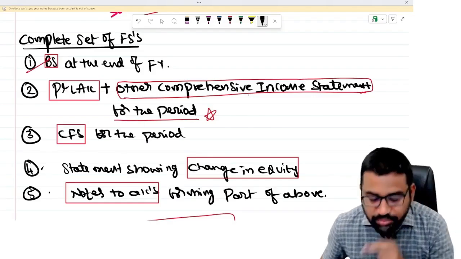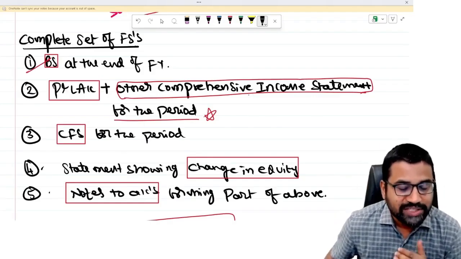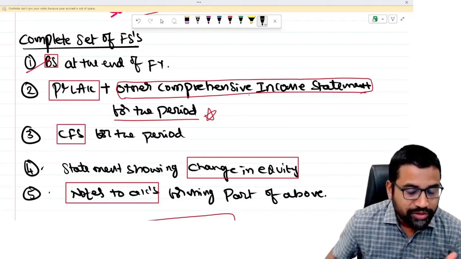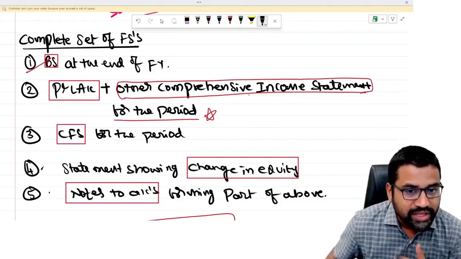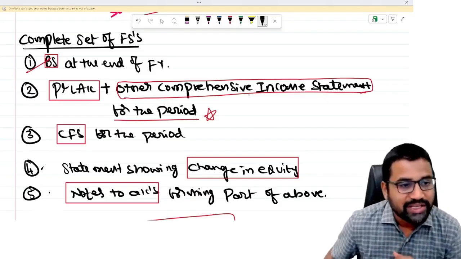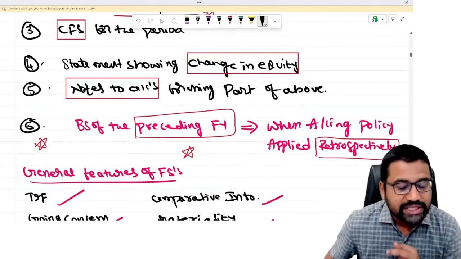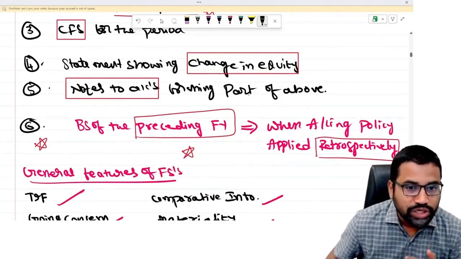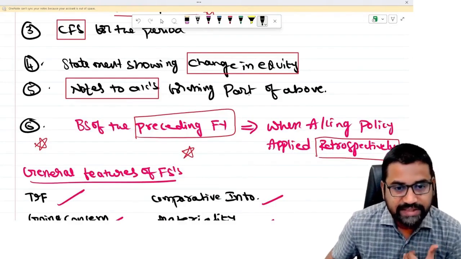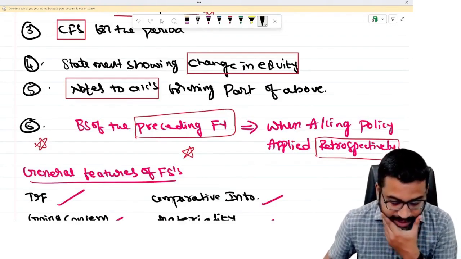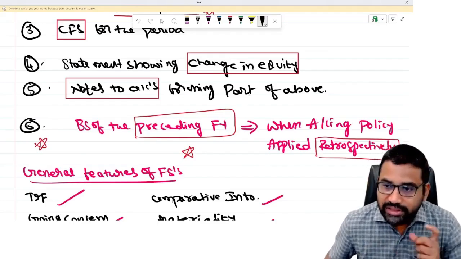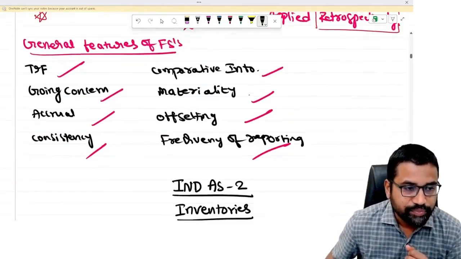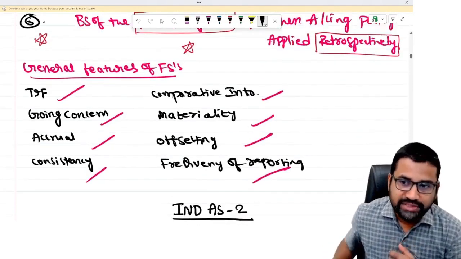Okay, this other comprehensive income statement is not there as per normal accounting standard, or when you read the Companies Act financial statements definition, so this will not be there. Other comprehensive income is not there as a part of financial statements, but it is there as per Ind AS 1. And similarly, this balance sheet of the preceding financial year, generally we won't include it as a part of current year financial statements, but when you apply accounting policy retrospectively, then you should include it. Next, what are the general features of financial statements, sir?